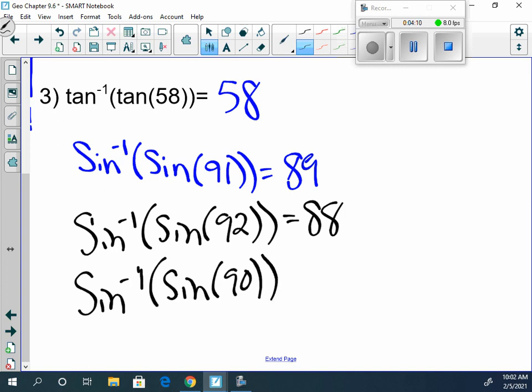I'm going to go back. Let's try sine inverse of sine of 90 and see what that gives us. It gives us exactly 90, isn't it? So if I go above 90, it's like it's almost going back down, isn't it? And there's a reason for this.